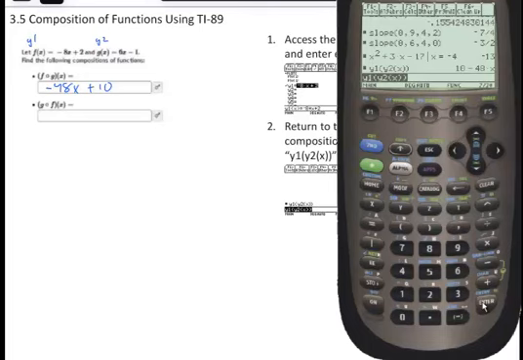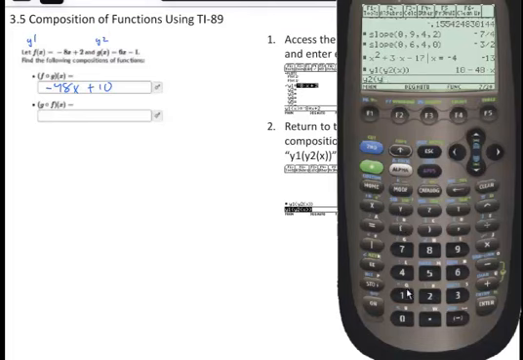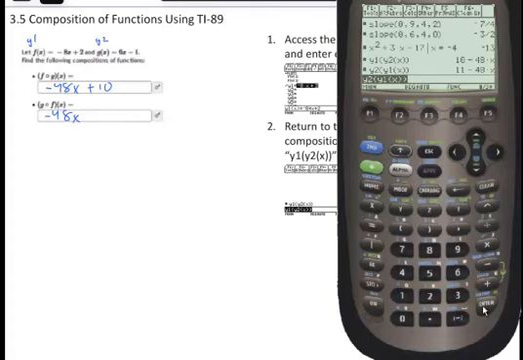If you want to evaluate the second function, the g function, now you're going to take y2 of y1 of x, close that off, and this is going to evaluate the composition with the other outer function. So now the g is the outer function, and the f is the inner function.